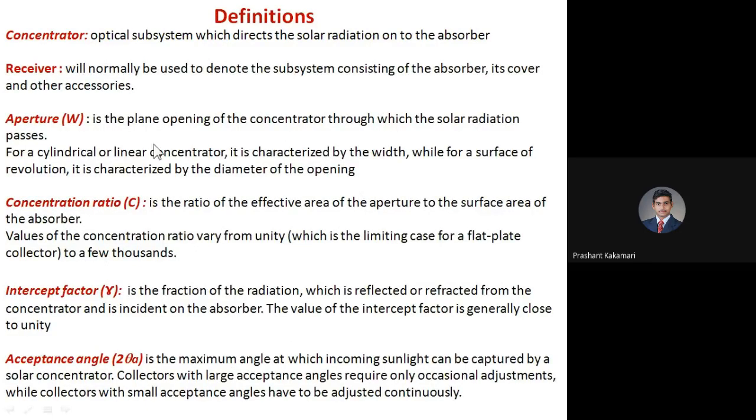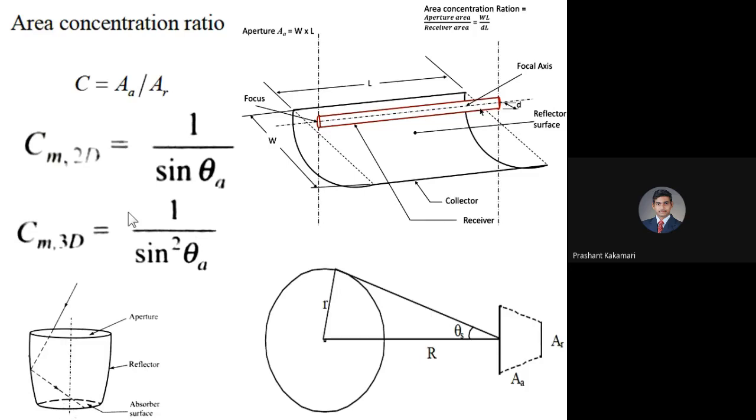Next is the concentration ratio. The concentration ratio is the ratio of the effective area of the aperture, which all of you know now, to the surface area of the receiver or the absorber. I can take one example here to showcase this. In this example, I have taken a cylindrical parabolic collector which has aperture area W into L, the width into length of the open area. We have to take the concentration ratio of this aperture area to the receiver area.